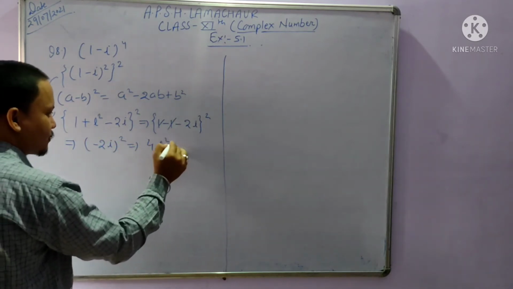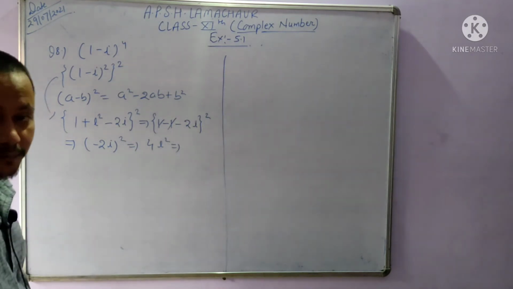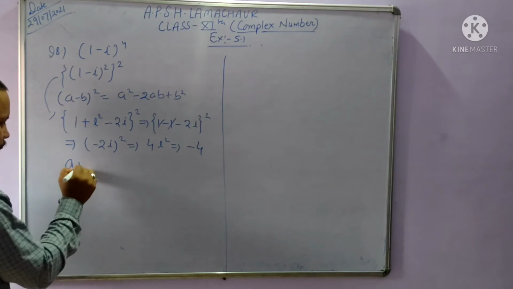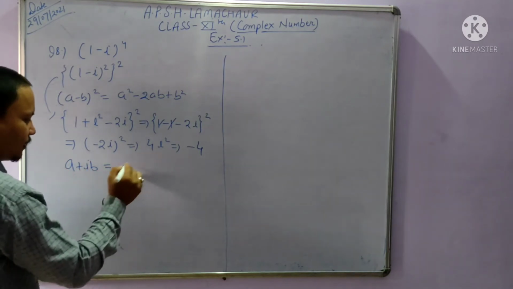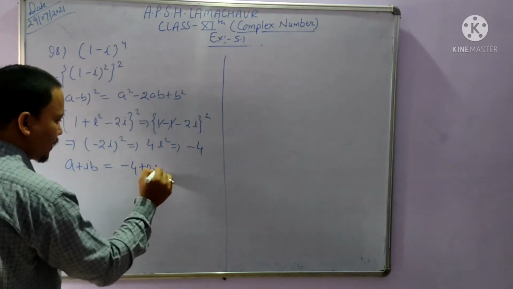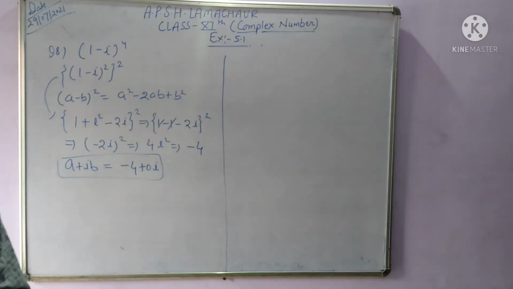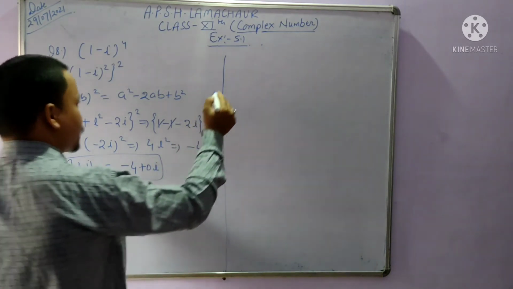This is 4 times i square. Again the value of i square is minus 1, so this will give you minus 4. So the standard format a plus ib will be minus 4 plus 0 times iota. In this way it gets converted. Did you understand? Next, question number 9.